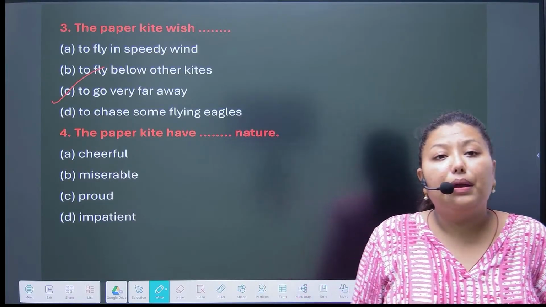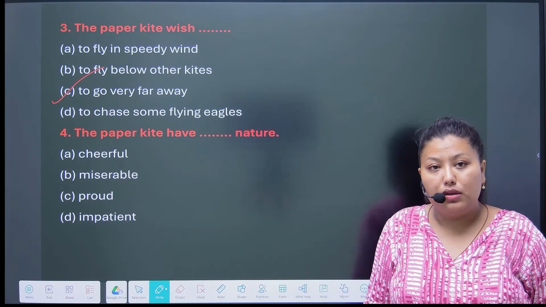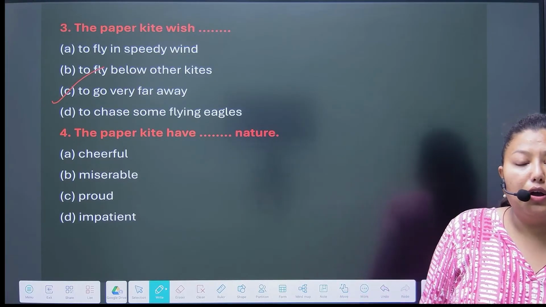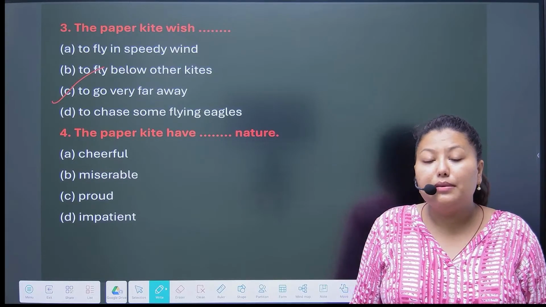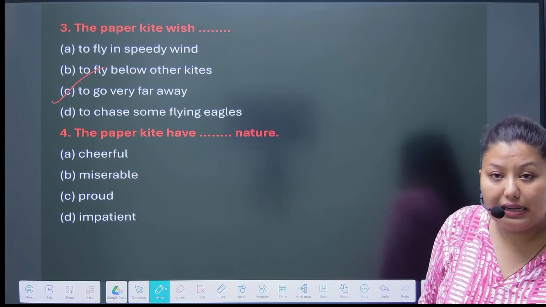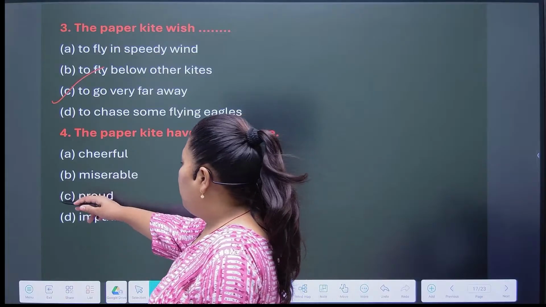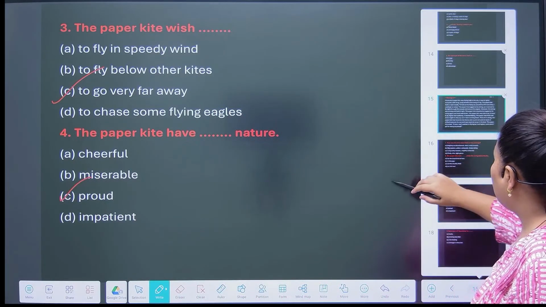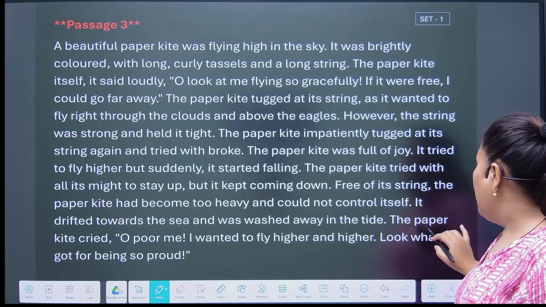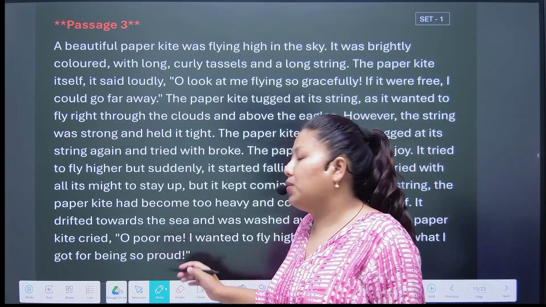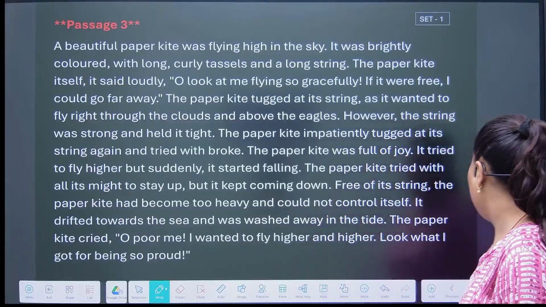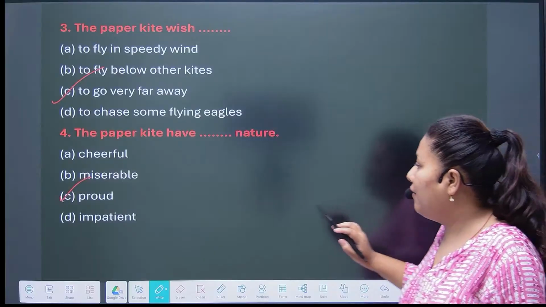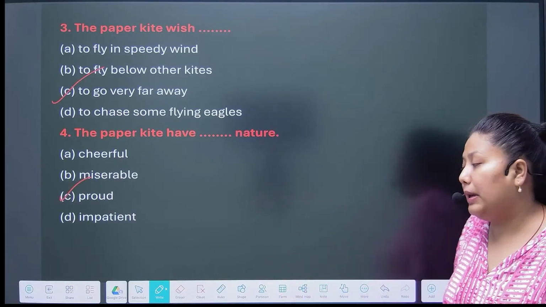Next, the paper kite has dash nature. So what kind of nature did the paper kite have? Options are cheerful, miserable, proud, impatient. So the correct answer is proud, because in the last sentence of this passage we learned that he said, look what I got for being so proud. So he has a proud nature.